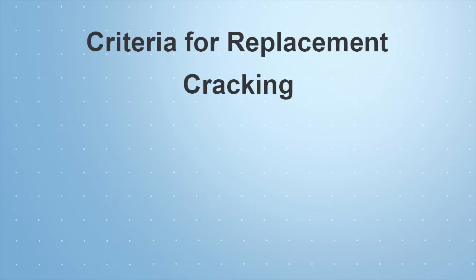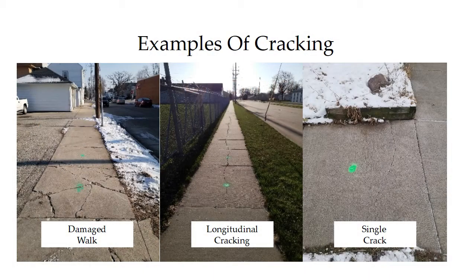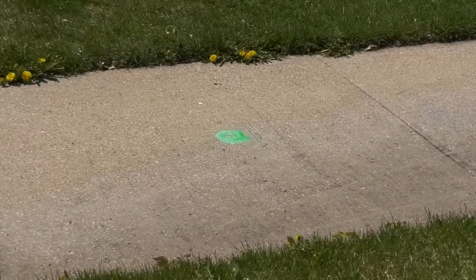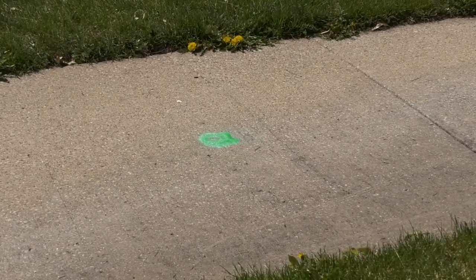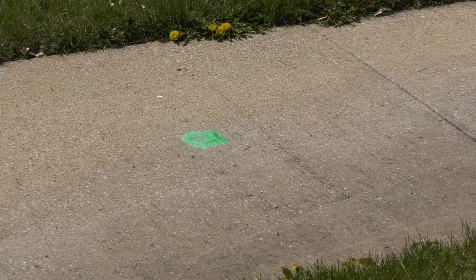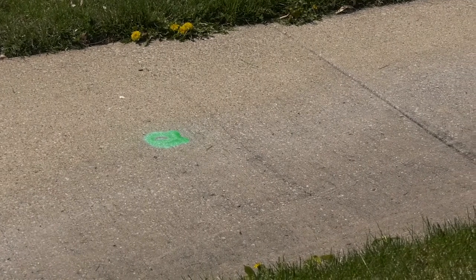The first criteria is cracking. Even a single hairline crack means the integrity of the sidewalk square has been compromised. The use of a sealer or caulk will not provide the necessary strength to withstand the longevity of another rehab cycle. Therefore, removal and replacement is the only option to fix cracked sidewalks.